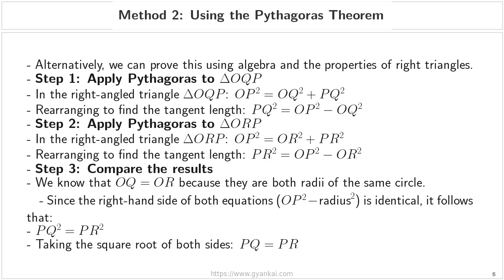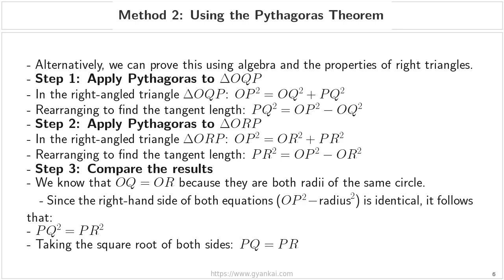Remember, as we noted in our setup, OQ and OR are both radii of the same circle, so they are equal in length. If you look closely at our two new equations, you'll see that the right-hand side of both is identical. It's just OP squared minus the radius squared. Because the right sides are the same, the left sides must be equal as well, meaning PQ squared equals PR squared. To finish the proof, we simply take the square root of both sides, which leaves us with the final result, PQ equals PR. As you can see, whether we use triangle congruence or algebra, the conclusion remains the same.